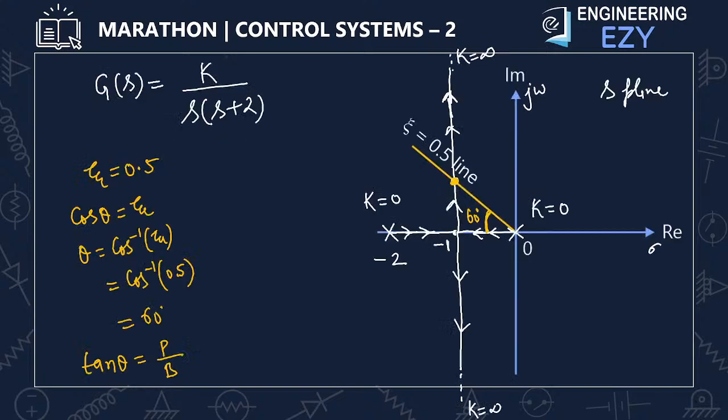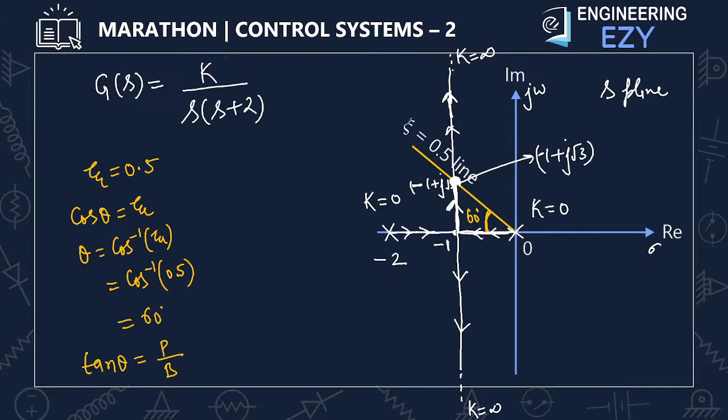Now this question can be solved very easily. Because the perpendicular is root 3 and base is 1, this intersection point is -1 plus j root 3. I am writing here: this intersection point is -1 plus j root 3.